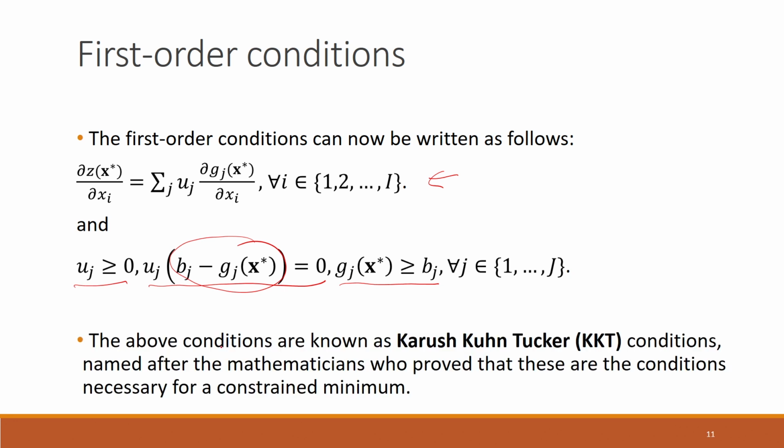So, these conditions above are called Karush-Kuhn-Tucker conditions, or KKT conditions, which are named after the mathematicians who proved that these conditions are necessary for a constrained minimum. There are three mathematicians who discovered these conditions around the same time, so the conditions have been named after them. These KKT conditions are a very important concept. Everyone should be aware of them if you are talking about optimization.